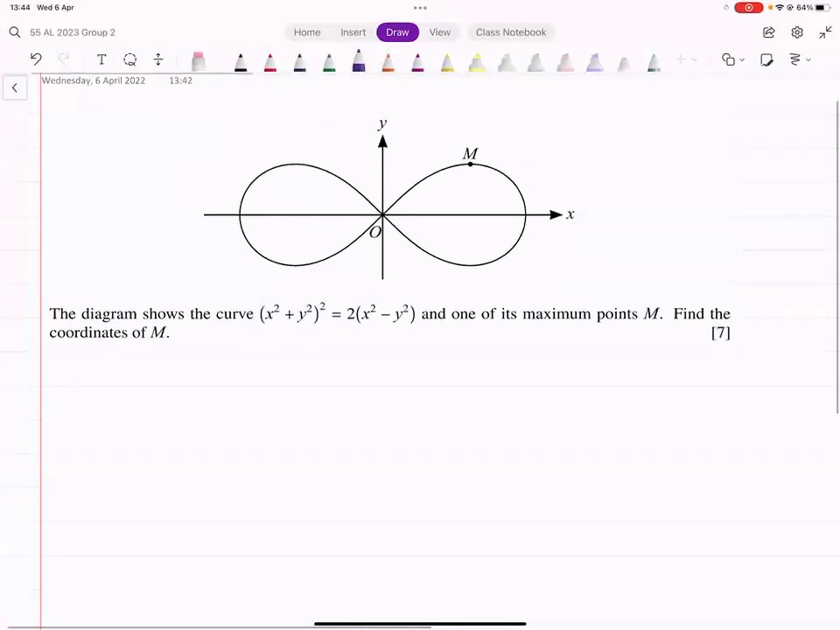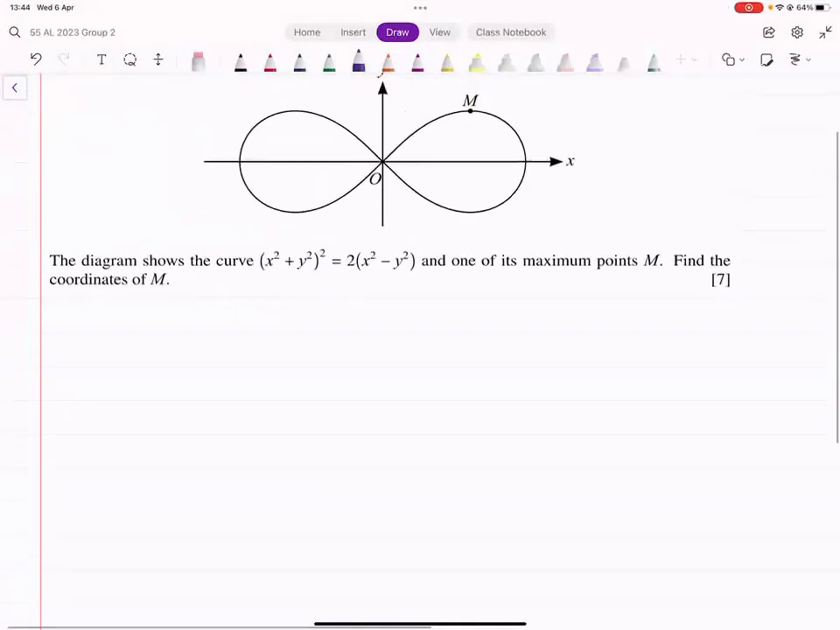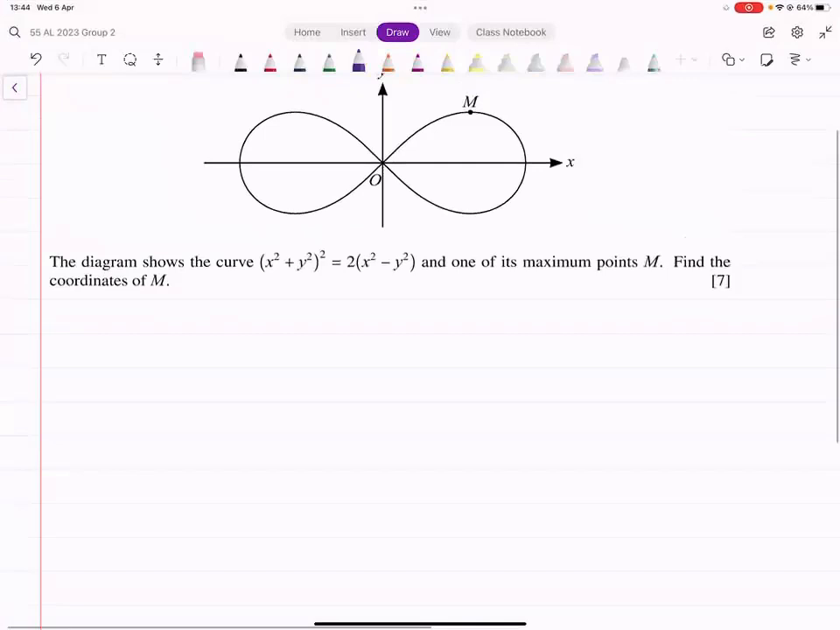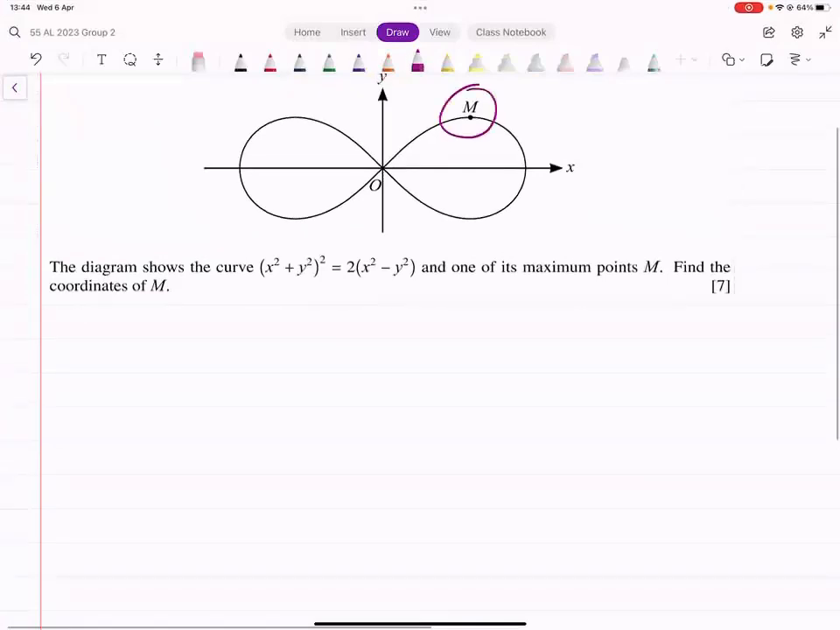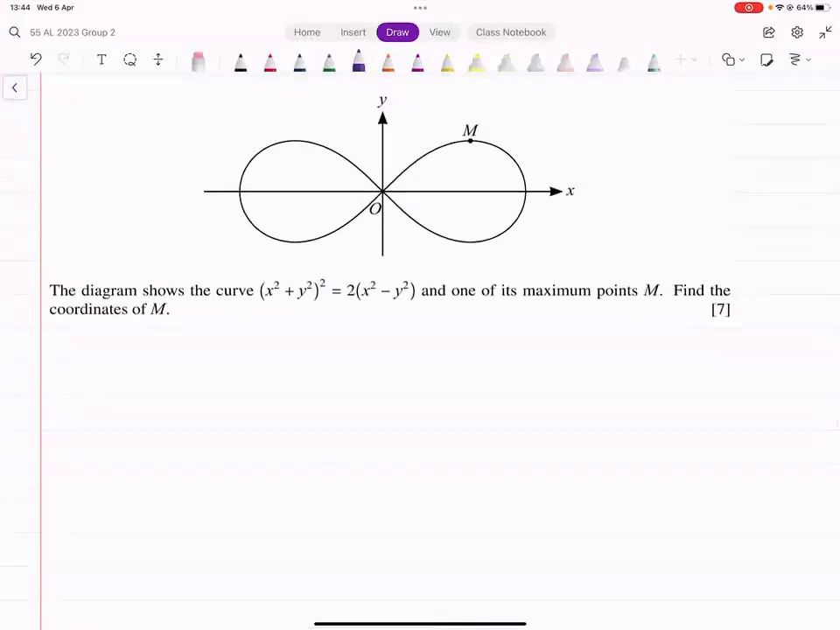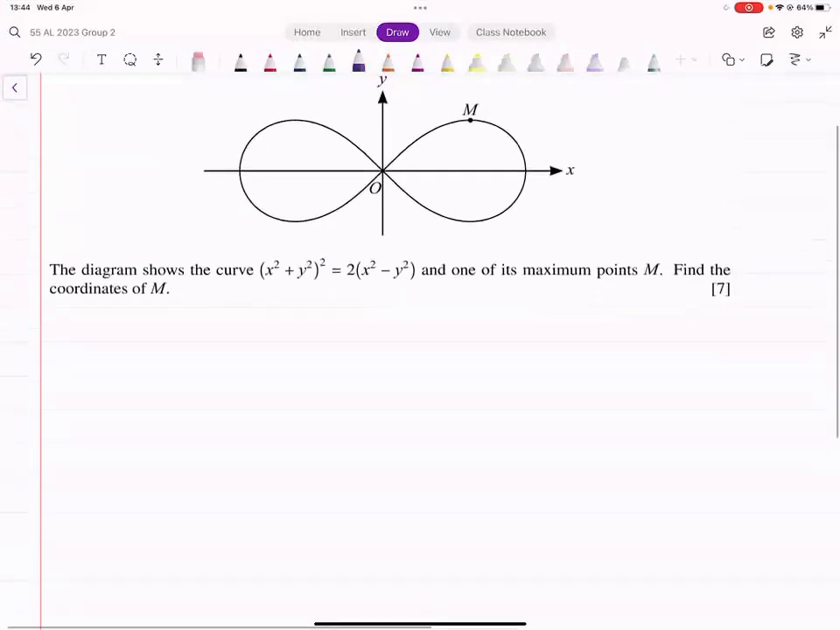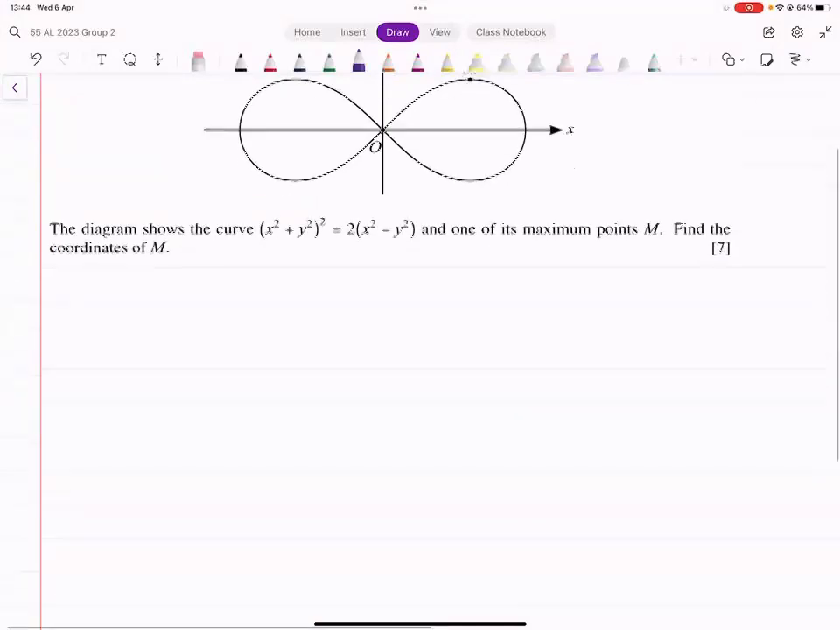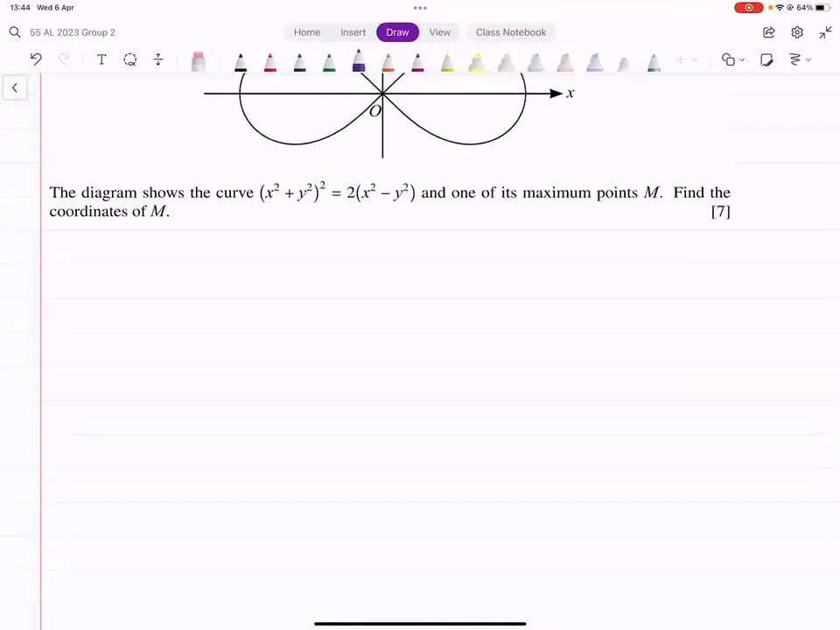Okay, the diagram shows the curve x square plus y square whole raised to power 2 that equals 2 into x square minus y square. This is one of the maximum points. We have to find the coordinates of this point. Again, maximum point find करना है, differentiate करेंगे equal to 0 करना है, ठीक है? Again, y subject नहीं है, implicit differentiation करनी पड़ेगी. Let's differentiate both sides. Left side पे क्या है?